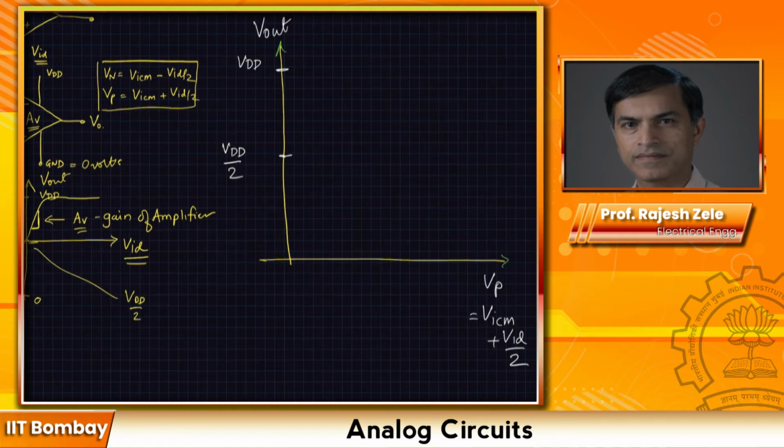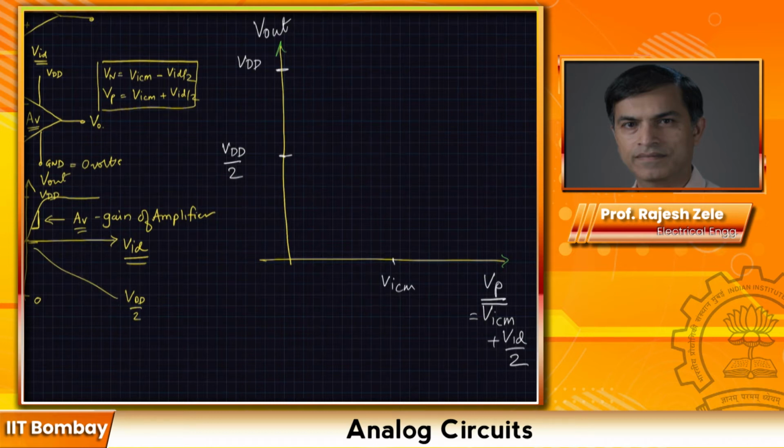So I want you to think about it for a second, and then tell me how the transfer characteristics will look like if VICM is over here, let's say. I'll give you 10 seconds or so to plot the characteristics. And note, I'm showing Vp over here. So Vp is given by VICM plus VID by 2.